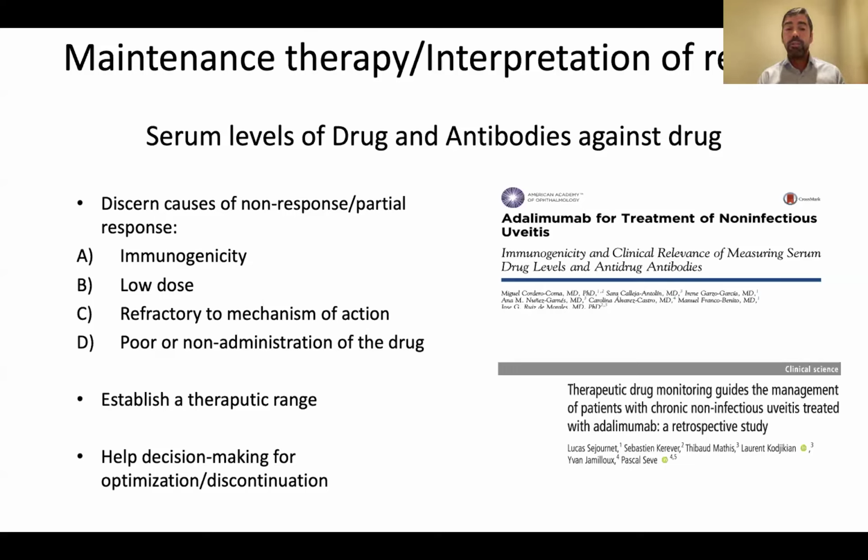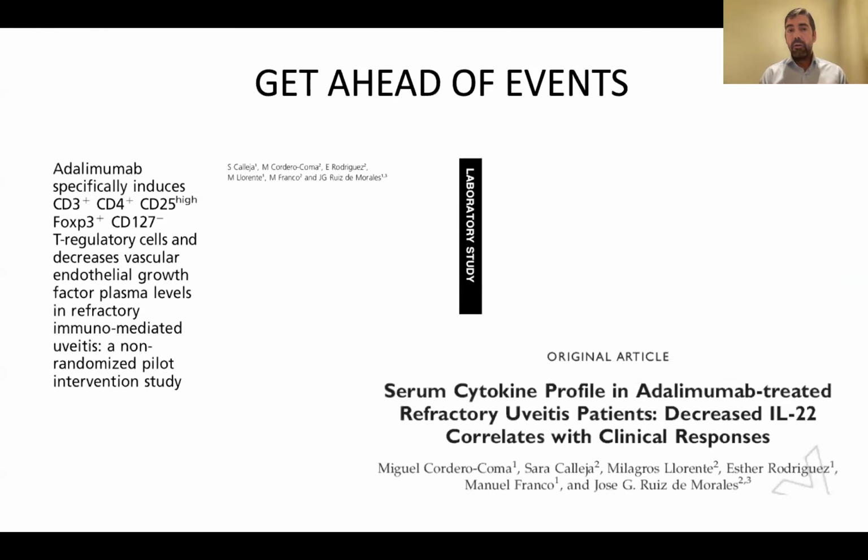Also, this can give us the opportunity, which has not been done yet, for establishing a therapeutic range, and of course helping decision making for optimization and discontinuation in some patients. So this slide is just to emphasize that we need to try to get ahead of events, and more data can bring us the opportunity to anticipate relapses or just to identify which patients can benefit from an optimization and discontinuation of therapy. This can probably be done in the near future.